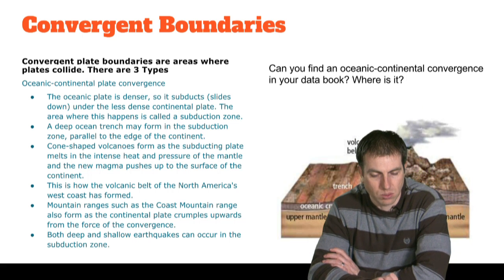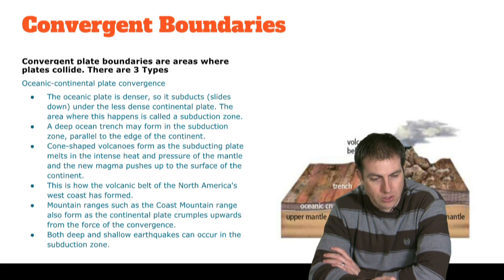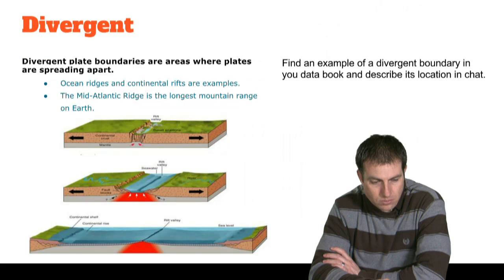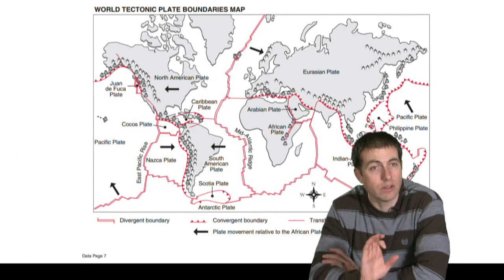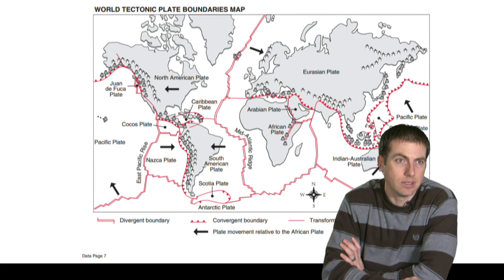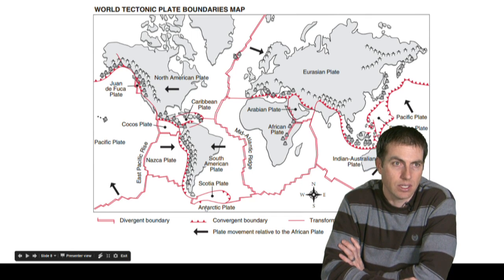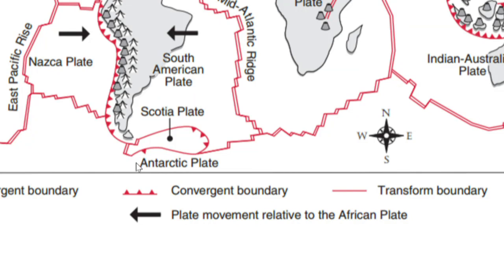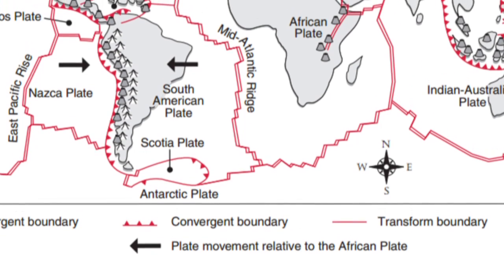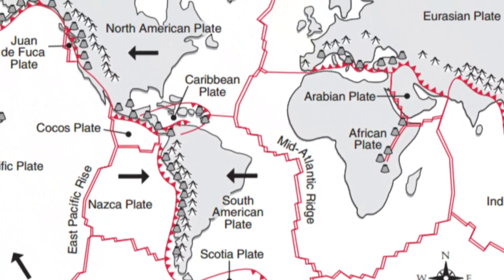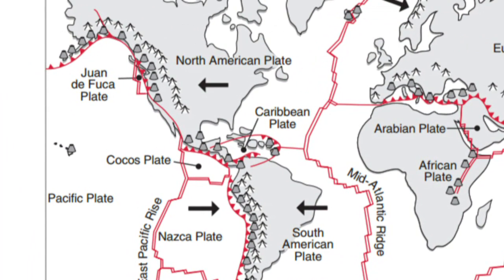I'll go back a few slides. We'll look at the pictures just in case you don't have your data book out. So we're looking for a converging plate boundary, and the converging plate boundaries have this line with the triangles down here at the bottom. So a convergent boundary looks like these dotty, triangle-y deals. So we're looking for a convergent boundary between an oceanic plate and a continental plate. Can anyone name one? Find one somewhere, anywhere.